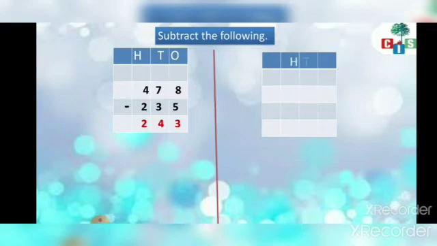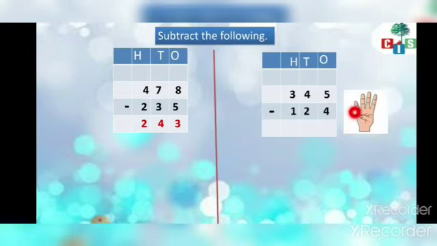Hundreds, tens, ones. 345 minus 124. Now we will start with the ones column. 5 minus 4. Open your 4 fingers. Now 5 minus 4. When we open our 4 fingers, we'll start with the backward counting. 4, 3, 2, 1. 5 minus 4, you get the answer 1.